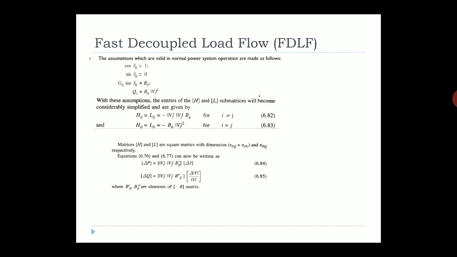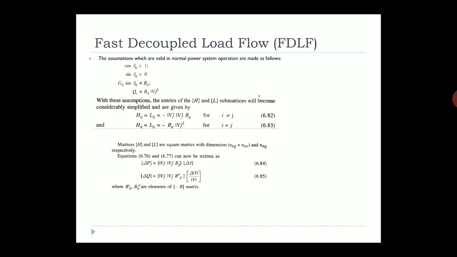Okay, now the matrices H and L are square matrices with dimensions of NPQ plus NPV, and NPQ respectively. So the matrix size is the number of PQ buses plus the number of PV buses, and the number of PQ buses. So the equations of delta P and delta Q have been reduced to equations 6.84 and 6.85.